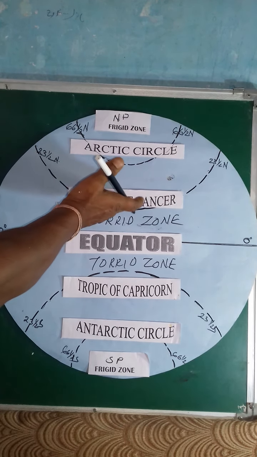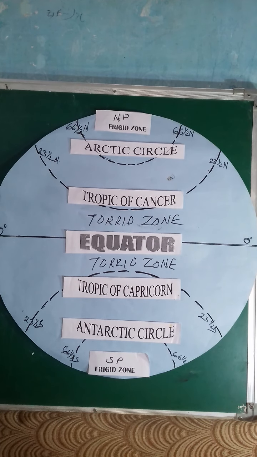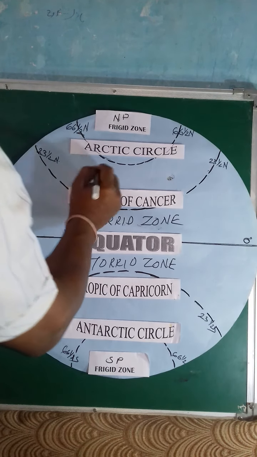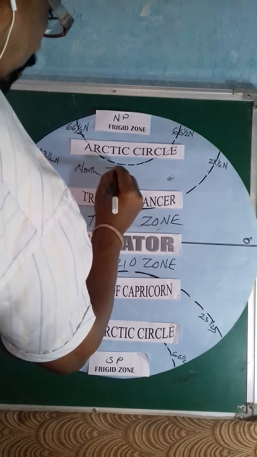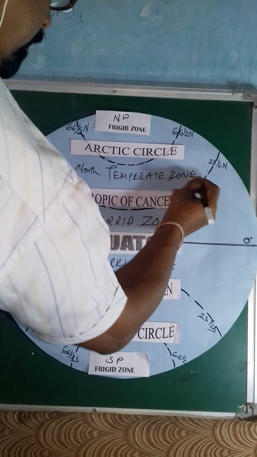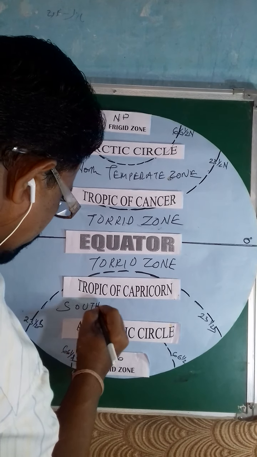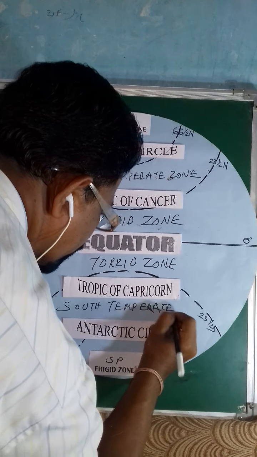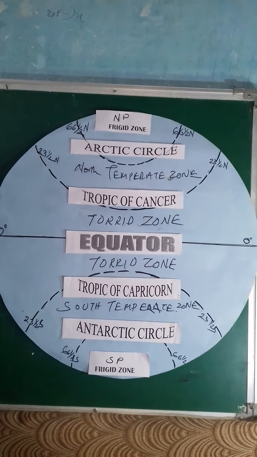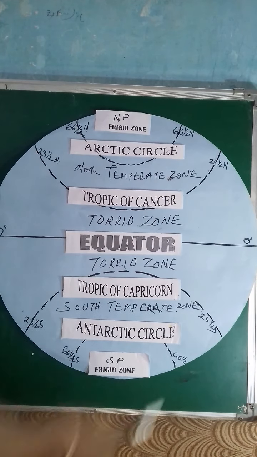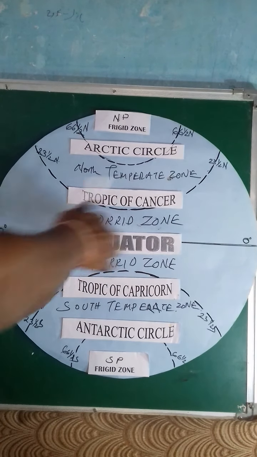Now you will see the region above Tropic of Cancer and the region below Tropic of Capricorn. These are called temperate zone. Since this is in the north, this is called north temperate zone, and this is south temperate zone. Now this torrid zone is very hot. It is extremely a hot area from this to this. These are the hottest area of the globe because the sun rays fall directly over here. That's why it is called torrid zone.